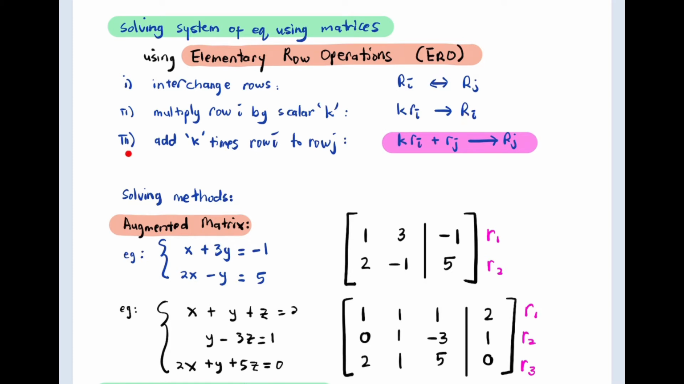And the third operation that we can do is we can add k times of row i to row j. So we can write it as k ri plus another row rj, and then let's put it at the new row Rj. So this is a standard way to write k ri plus rj, put at a new Rj.